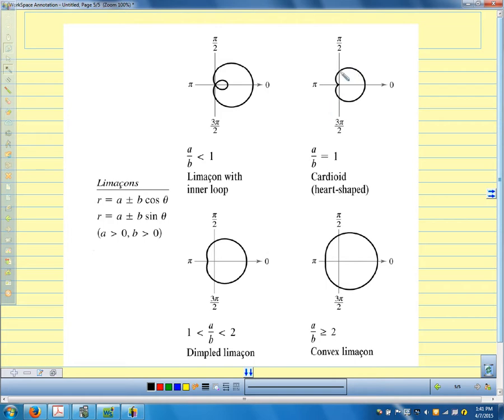With the cardioid, this one, the dimple goes all the way to the pole. And with the dimpled one, it just kind of goes in a little bit. And here it's just kind of flat.